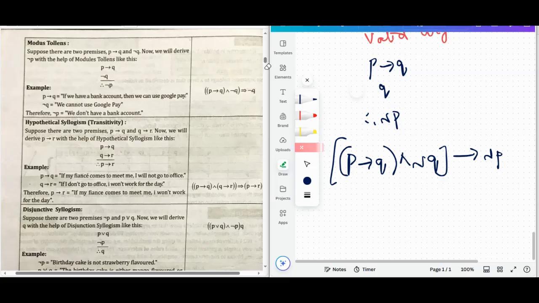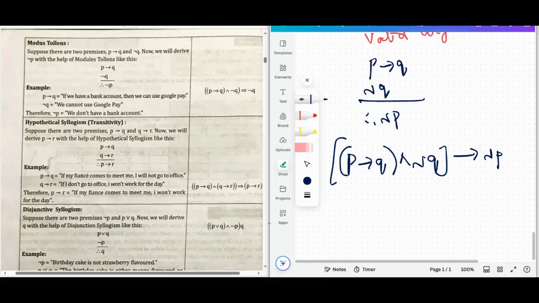Okay. So yeah, negation Q. This is called the modus tollens law. For example, if we have a bank account, then we can use Google Pay. If we cannot use Google Pay, we do not have a bank account. So this statement is: we cannot use Google Pay if we do not have a bank account.